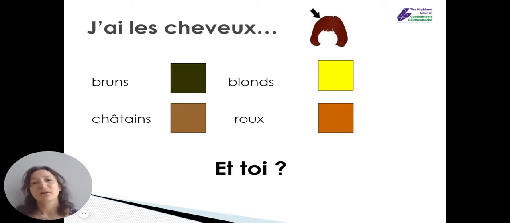Châtain. J'ai les cheveux blancs. Blanc looks like the English word blonde. J'ai les cheveux roux. Roux. Similar to the color red, but in French we use that for talking about generally people who are red-headed. Okay, so a full different spectrum of colors there.